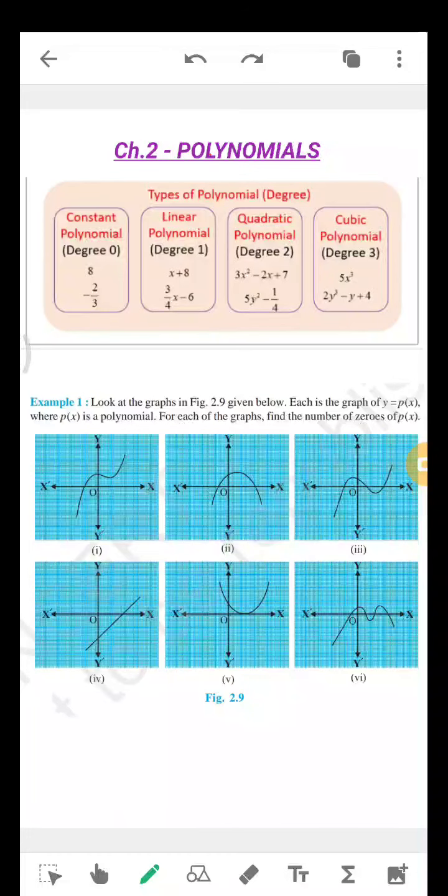Let's continue. In the last session, we have seen the introduction to polynomials, in which we saw what is a polynomial and what are the different types of polynomials. Based on number of terms, we call them monomial, binomial, trinomial, and so on. And based on the degree, that is the highest power, we call them constant polynomial if the degree is 0. What is degree? The highest power. So a constant polynomial is a polynomial whose degree is 0.